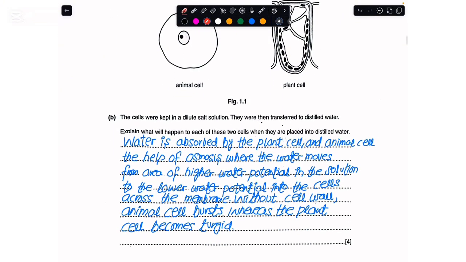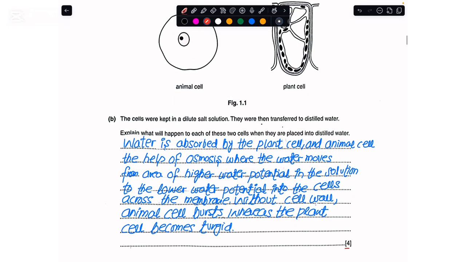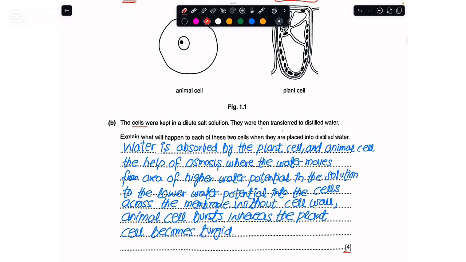Now, if we go on toward the question, here the marks are 4, and they say that these cells, both the animal and the plant cells, were kept in the dilute salt solution. And then they say that we have moved them to distilled water, and we must be aware of the fact that distilled water does not have any ions in it. Now, the ask is that we are required to explain what will happen to each of these two cells when they are placed in the distilled water.